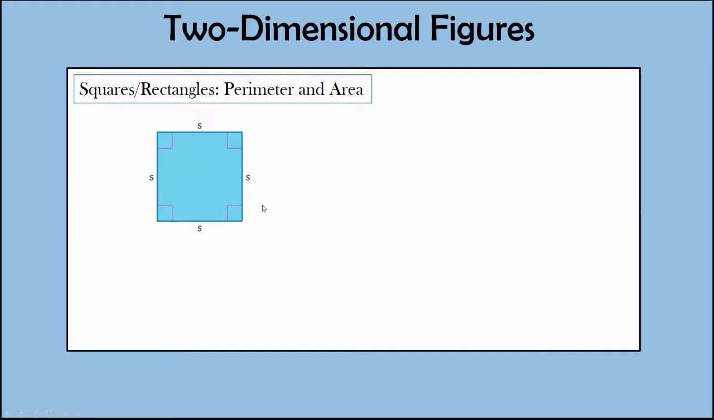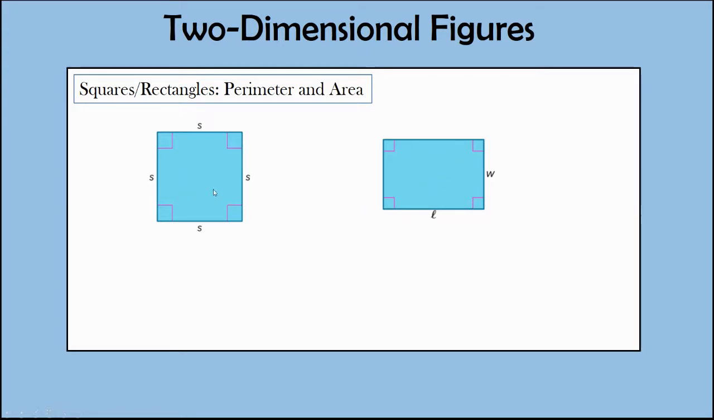Now throw squares and rectangles in the mix here. So here's our square. A square has all sides that are the exact same length and all angles are 90s. And a rectangle has opposite sides that are the same length, but not all 4 are. So this W and this side are both W. This side is L, this side is L, for length. A square is a rectangle, but a rectangle isn't a square.